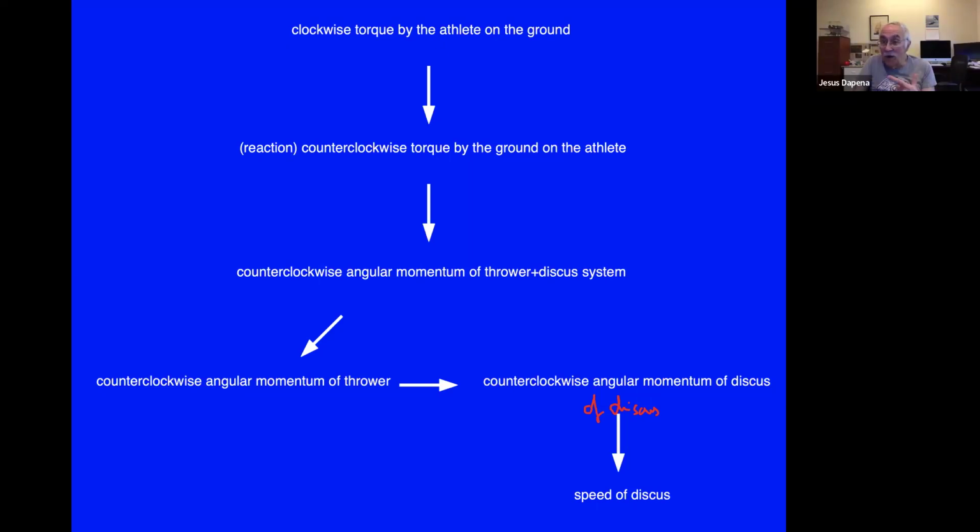But later on in the throw, there will be much more transmission of angular momentum from the thrower into the discus. This will produce more angular momentum, a lot of angular momentum for the discus. And this will produce a large speed for the discus also. But that happens very late in the throw.